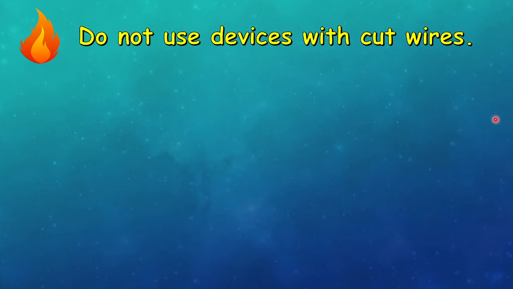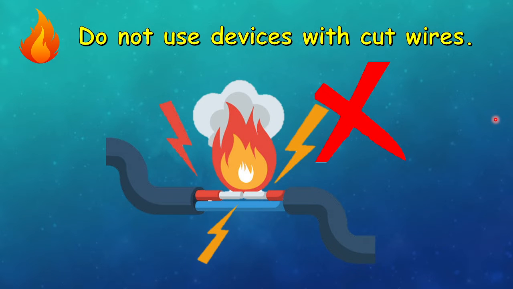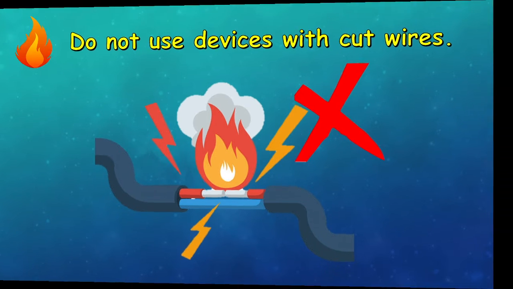Next is, do not use devices with cut wires. Remember, electricity also can cause fire because electricity is hot. So if your device has a cut wire, it could result in fire. This one is dangerous because it could cause an electric shock, and also it could cause fire and burn the house. So what we have to do is stop using the devices that have cut wires.